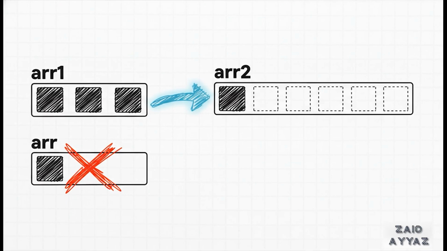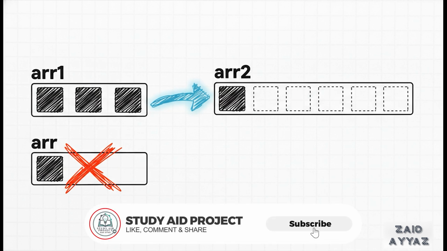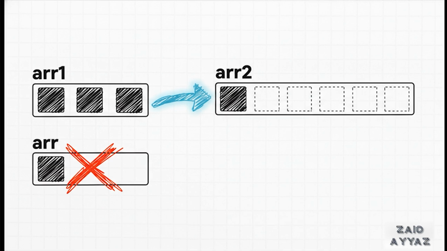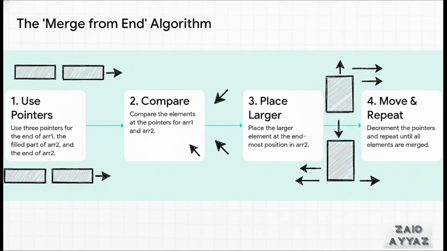So here's the puzzle. We have a small, sorted array, and we have a larger sorted array that has a bunch of empty space at the end, just enough to fit all the numbers from the smaller one. The challenge is to merge them into one big sorted list, but, and this is the important part, you can't just create a third array to help you out. You have to do it all within the space you already have. The solution to this is just incredibly elegant.